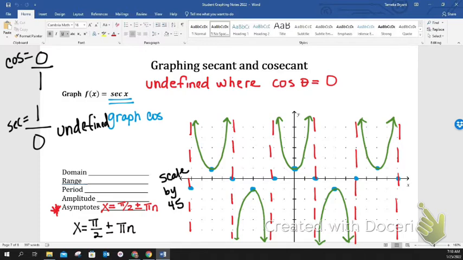My domain is all real numbers, but you have to say that x cannot equal, so I'm going to just write this. x cannot equal pi over 2 plus or minus pi n. So that's why I usually start with the asymptote, because we're going to use that for my domain.